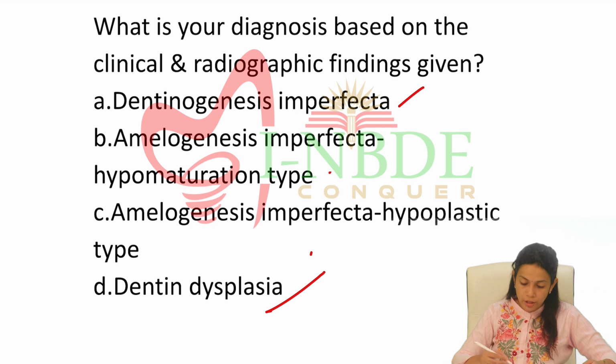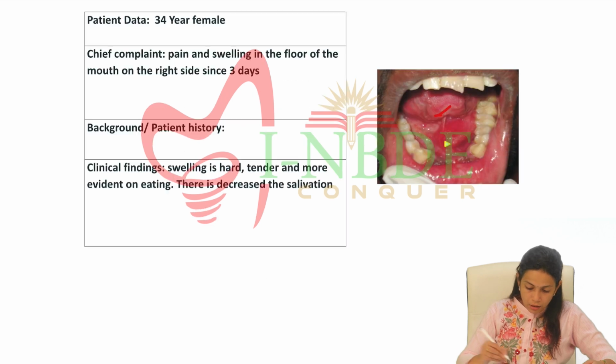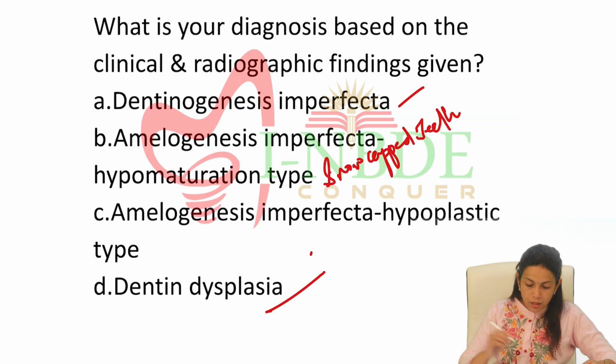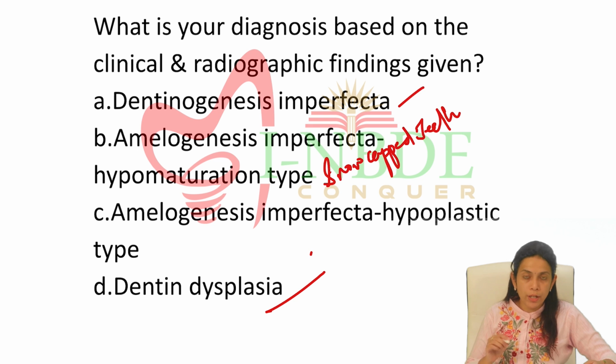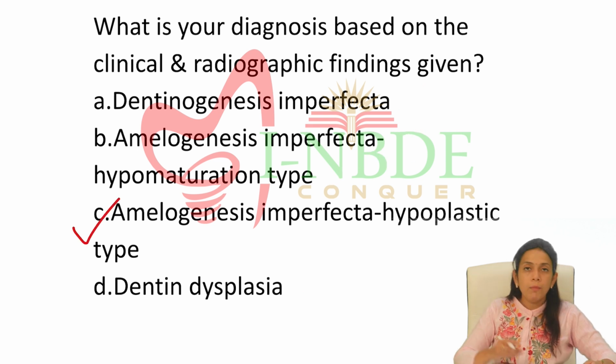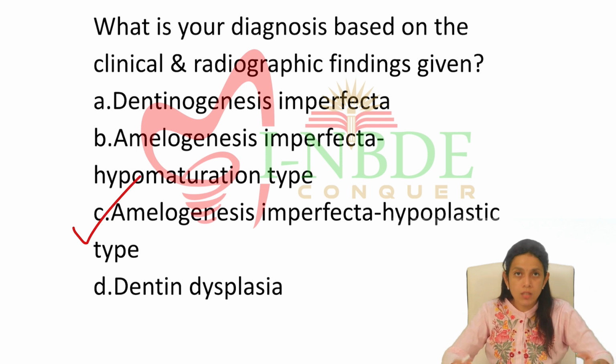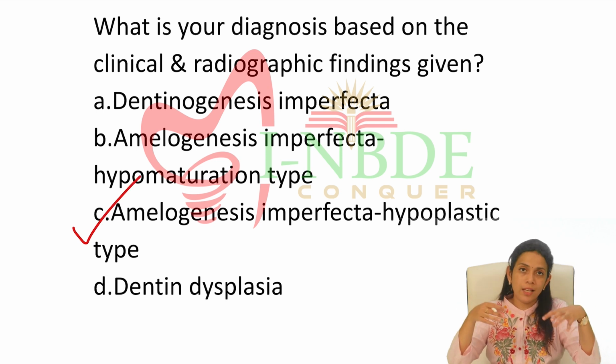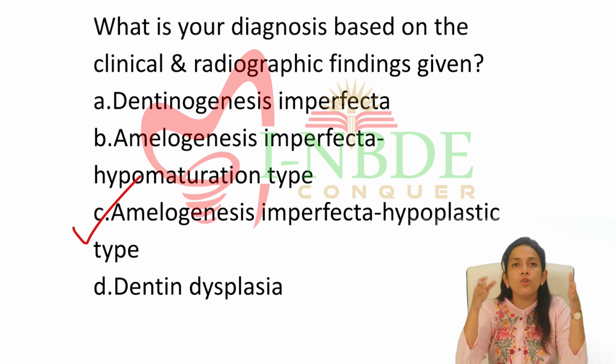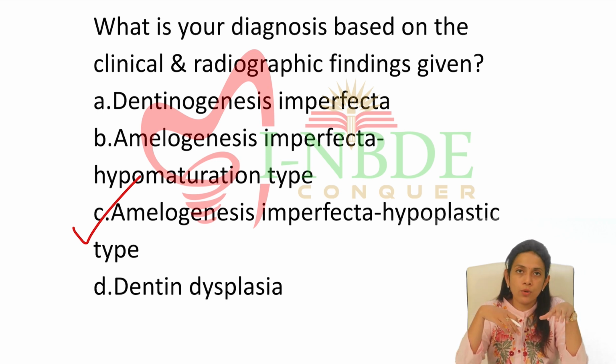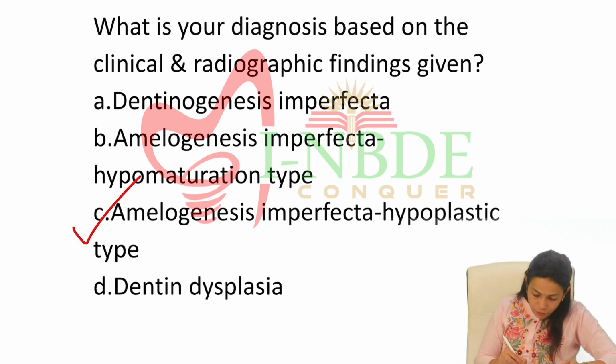In the hypomaturation type, you see snow-capped teeth radiographically. Here this is a case of hypoplastic type because the enamel is lost or not there, or it's very thin, because of which there will be loss of contacts between the teeth. And especially in the anterior teeth, if you see a radiograph, you get that picket fence appearance.